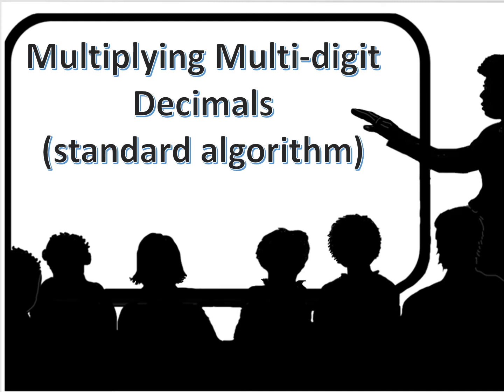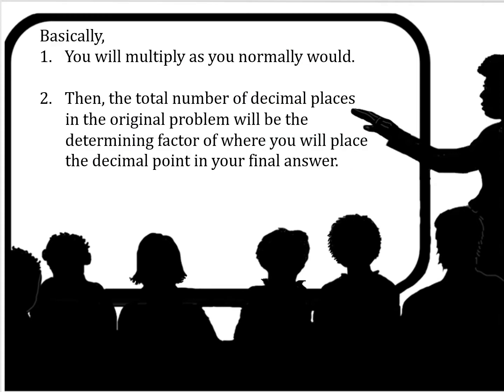Okay, this video is titled Multiplying Multi-Digit Decimals Using the Standard Algorithm. Basically, you'll multiply as you normally would, then the total number of decimal places in the original problem will be the determining factor of where you will place the decimal point in your final answer. Let's look at a couple of examples.